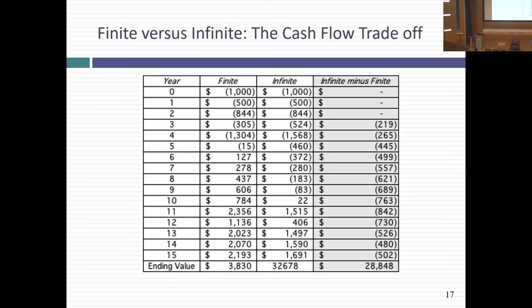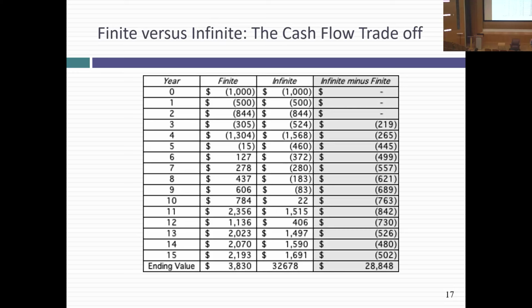Can you see why this trade-off can work against you on other projects, where extending the life can actually make your net present value smaller? If what you have to spend to keep this project going in the first 15 years exceeded what you got as a difference in terminal value, it's not always true that lengthening the life of a project will increase net present value. In this case, it did.